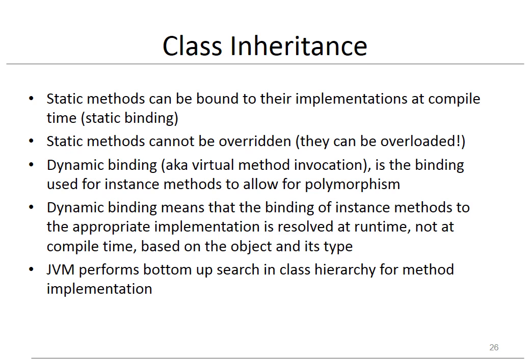Dynamic binding, also called virtual method invocation, is the binding used for instance methods to allow for polymorphism. In other words, when a method is overridden, there are multiple implementations that can be called depending upon the object in question. Dynamic binding means that the binding of instance methods to the appropriate implementation is resolved at runtime instead of compile time based on the object and its type. During execution, the Java virtual machine will perform a bottom-up search in the class hierarchy to find the most specific implementation of the method referred to.